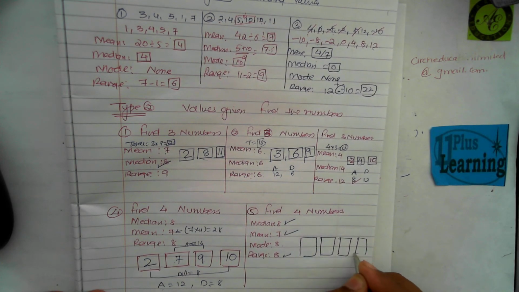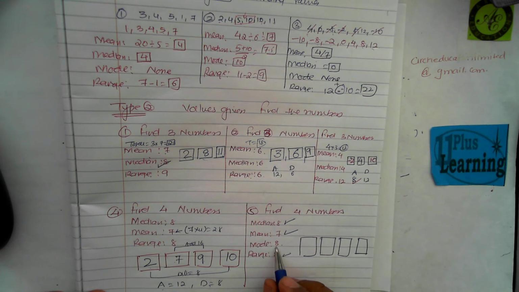That mode is the 8 is repeated twice, that's for sure. Median is 8 as well, that clearly tells you these two are 8. What happens in the first two? Doesn't change. 2 and 10. Brilliant. Okay guys, this was the second type of questions.